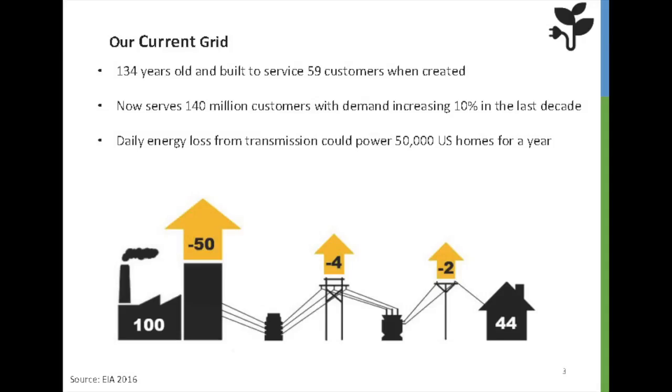So looking at the diagram below, we can see that if we start with 100 units of energy, we lose half of that just in the production of electricity. Then we lose another 4% and 2% in distribution and transmission. Now, while this might not seem like a lot of energy loss due to transmission, that results in daily energy losses from transmission that could power 50,000 US homes for a year. So the energy that we lose every day just moving electricity around the country is actually a lot of energy loss.